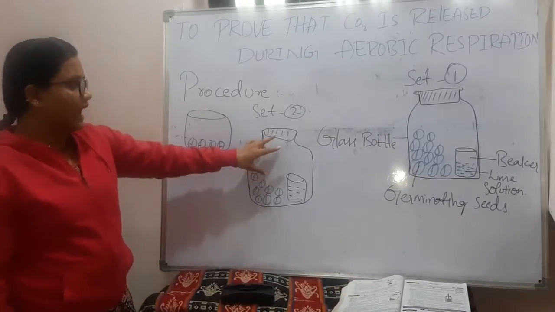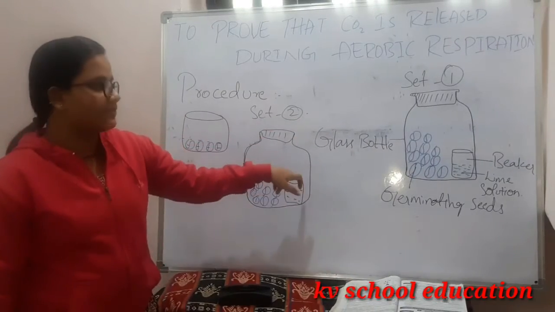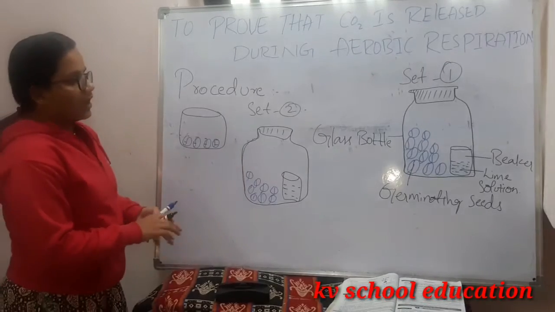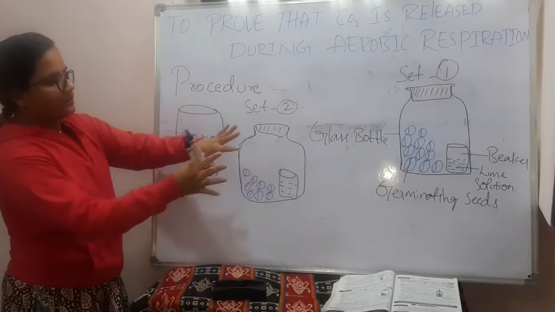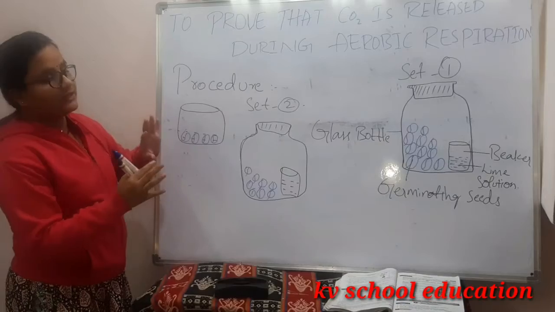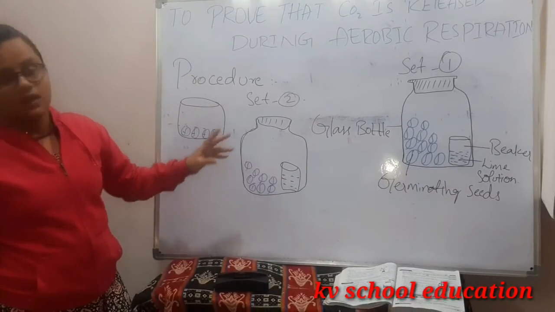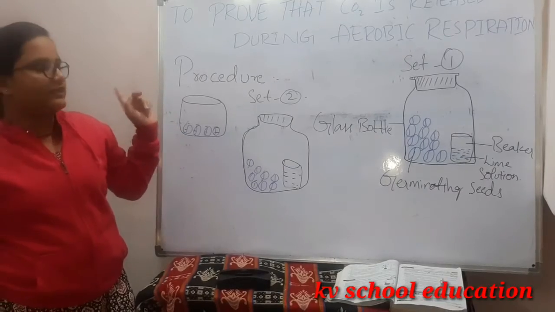Now we need to tighten the caps of both bottles. Both glass bottle caps should be tightened. Next, leave the set 1 and set 2 for 2 to 3 days. Then observe the changes. Now we will see the observations. If you didn't get it, just rewind the video and watch again.